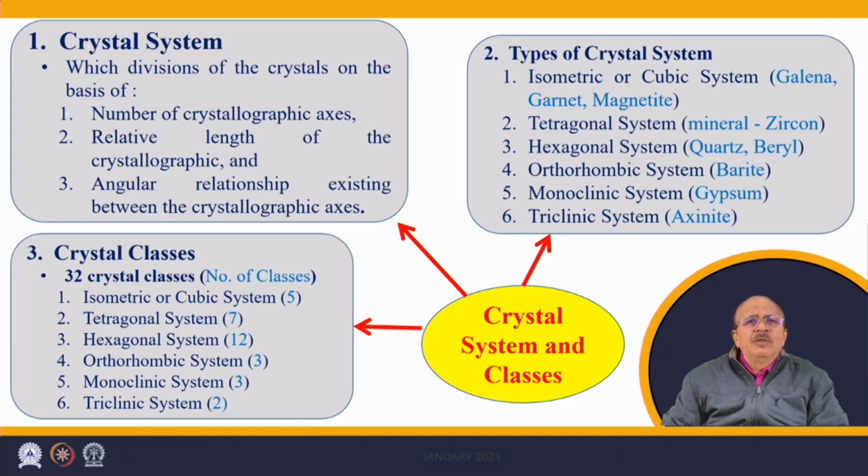Thirdly, we have learnt about the different crystal classes. We have learnt total 32 crystal classes, and these are divided into different crystal system. Isometric or cubic system, number of classes 5. Tetragonal system, number of classes 7. Hexagonal system, number of classes 12. Orthorhombic system, number of classes 3. Monoclinic system, number of classes 3. And the triclinic system, number of classes 2. So these are all about the different types of crystal system.